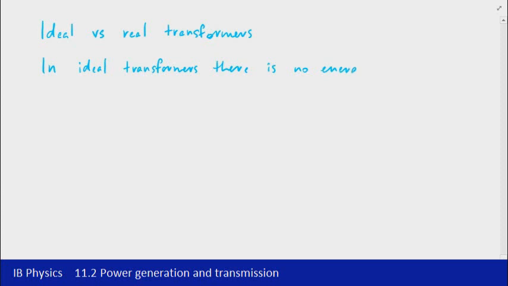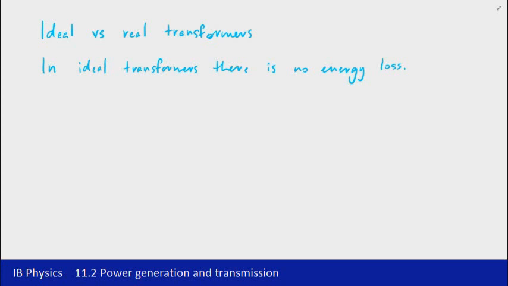So that means the amount of energy that we have going into the primary coil is equal to the amount of energy we have coming out of the secondary coil. In reality, that doesn't actually happen. There is no such thing as an ideal transformer. However, there are some transformers that are pretty close to being ideal, so there's very low energy losses. But we'll analyse this situation first.